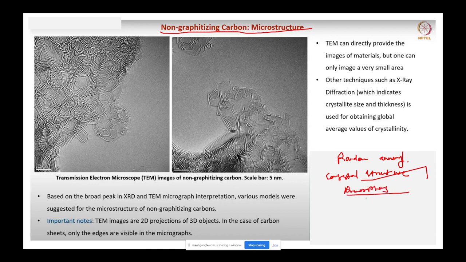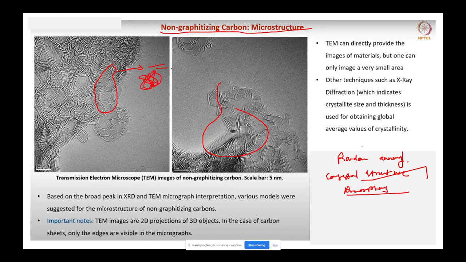So this is, by looks, you can see here, this here and here, it is very random. I mean, there is no specific arrangement. When you see graphite, you will see some shades, some flakes, kind of a thing. But here it is a very random thing.